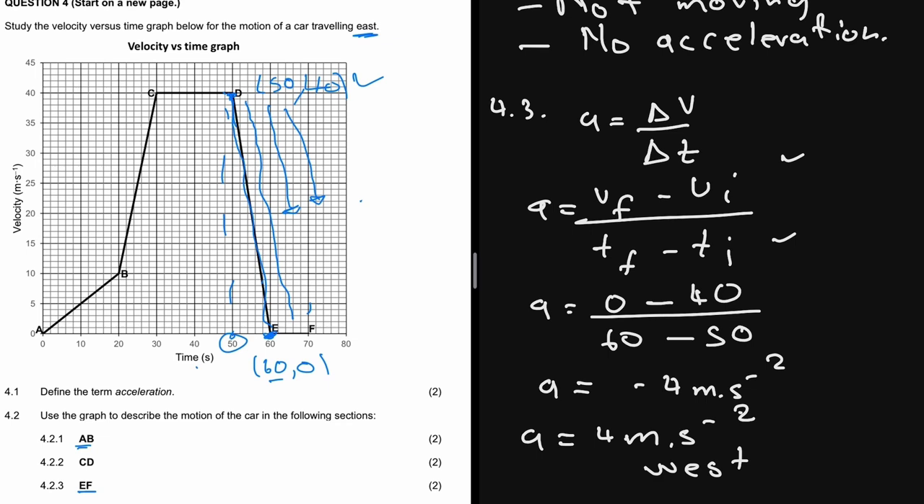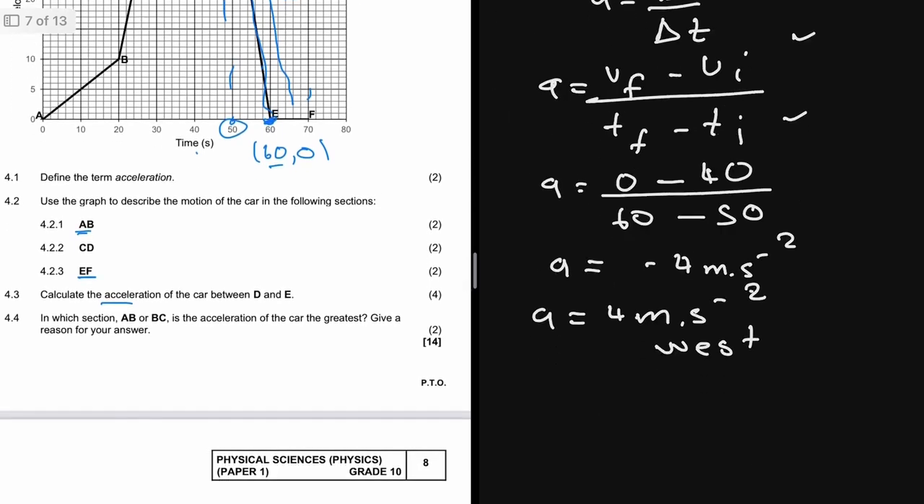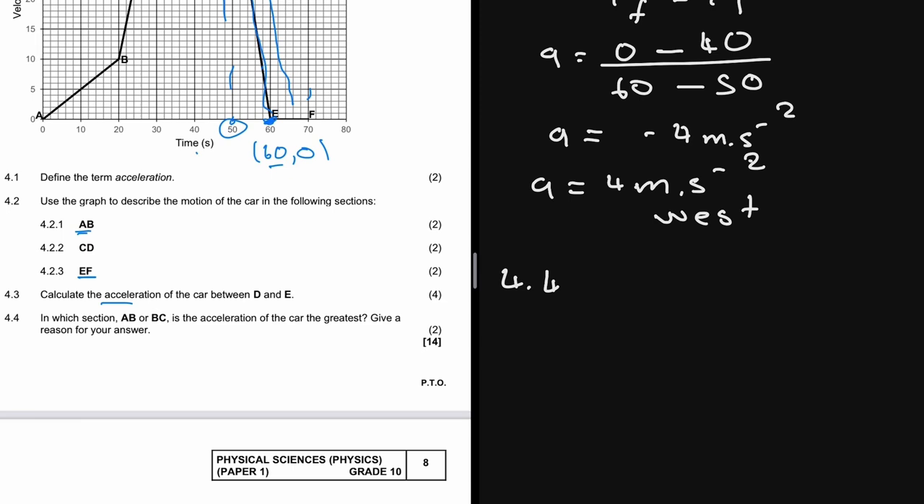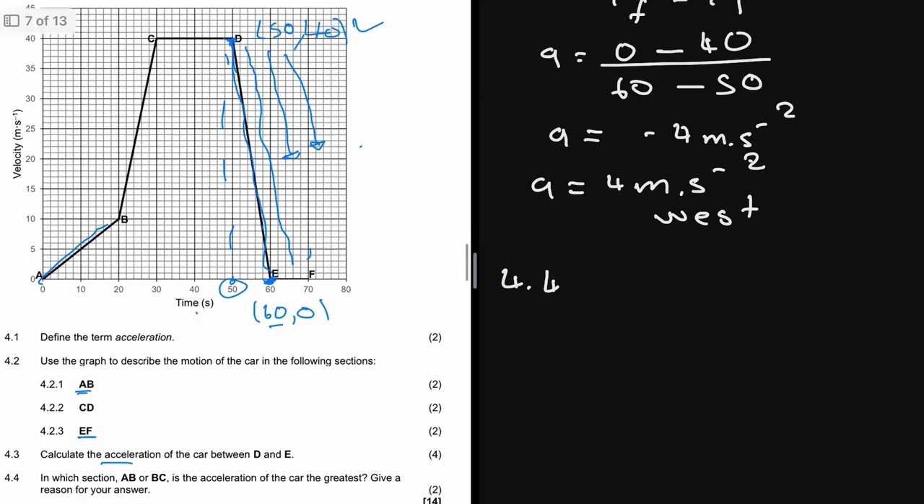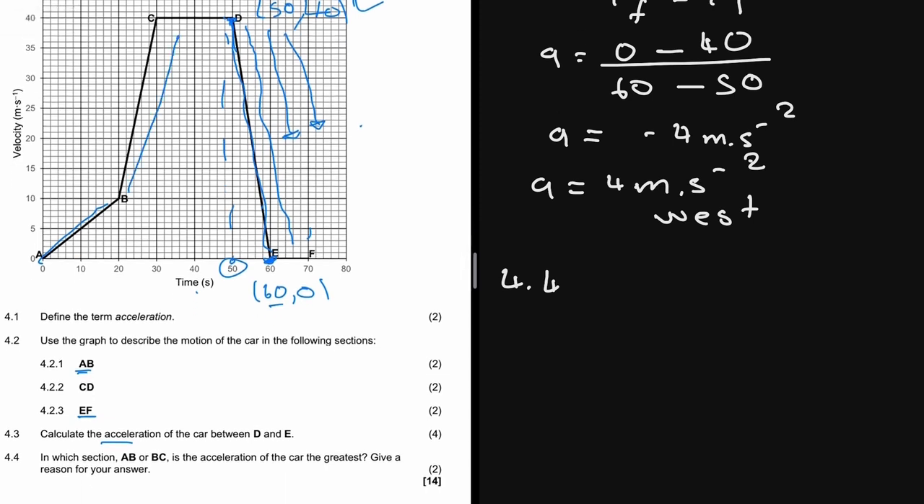Now the last question that we have is 4.4. They ask in which section, A B or B C, is the acceleration of the car greatest. If we look at this, we can clearly see that from B to C the gradient is bigger because we have a steeper line. From A to B, the gradient is smaller than B to C. So the acceleration is highest from B to C.